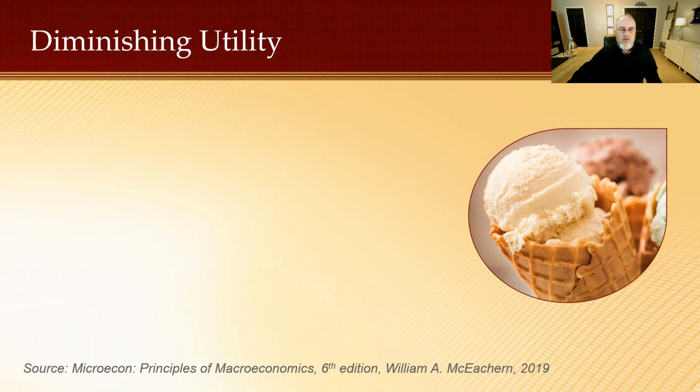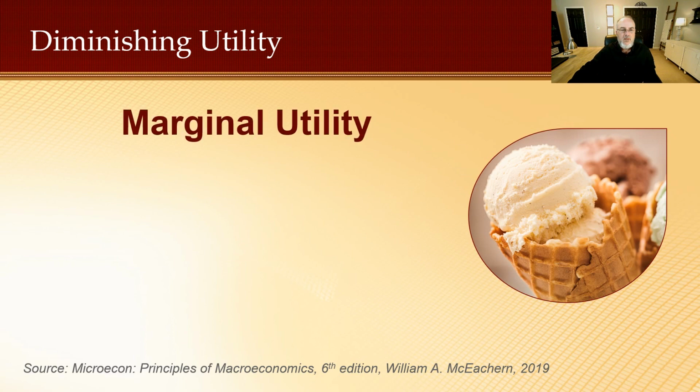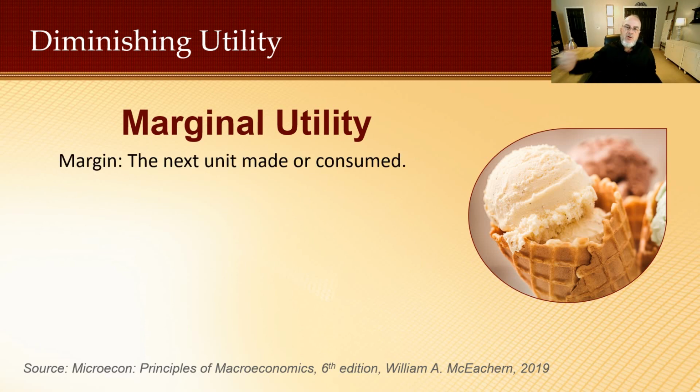Now, when we're talking about utility, we have to talk about something called diminishing utility, the fact that utility seems to go down as we consume more of something. So let's talk briefly about marginal utility. In economics, the word marginal simply means the next unit. So if we're talking about production, the marginal production is the next unit I produce, and then the next unit after that, at the margin, at the very end. When we're talking about utility, it's the next unit you consume, the next candy bar, the next potato chip, the next slice of pizza.